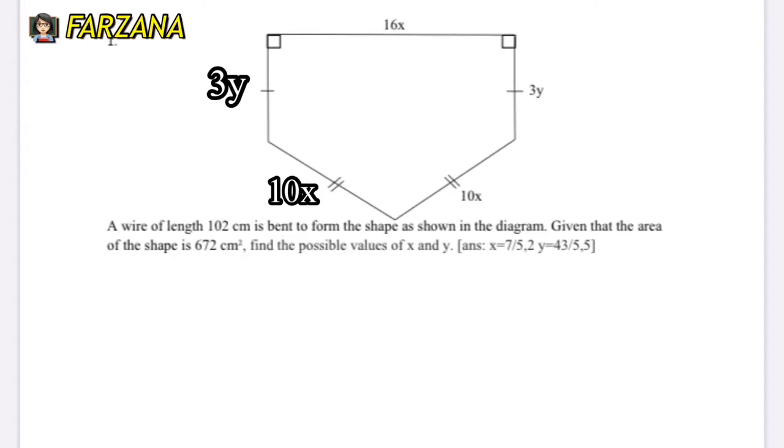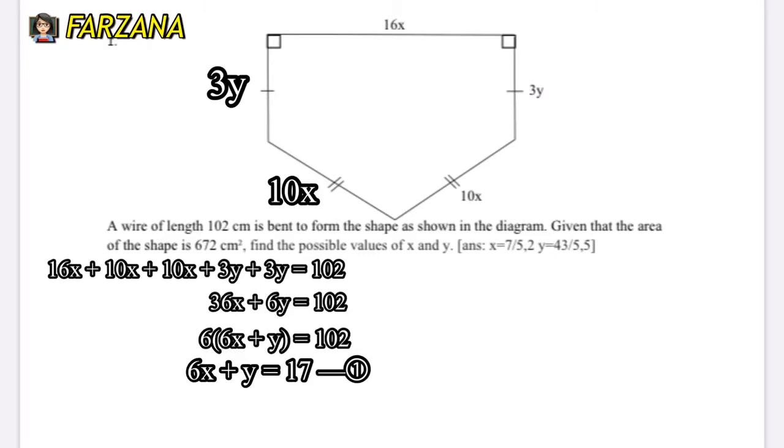The first step should be filling in the blanks in the diagram so that we will not get confused with the length. Based on the information given, the length of the wire, also known as the perimeter of the shape, is 102 cm. So, you can form the first equation, which is 16x plus 3y plus 10x plus 10x plus 3y equals 102. So, the first equation should be 6x plus y equals 17.